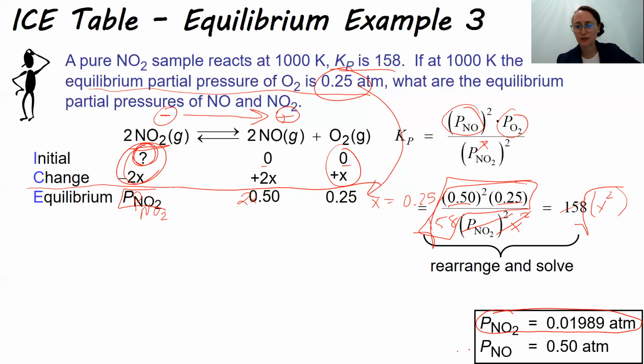And I had already determined the NO. So the partial pressure with respect to NO2 is 0.01989, and the partial pressure with respect to NO is 0.50.